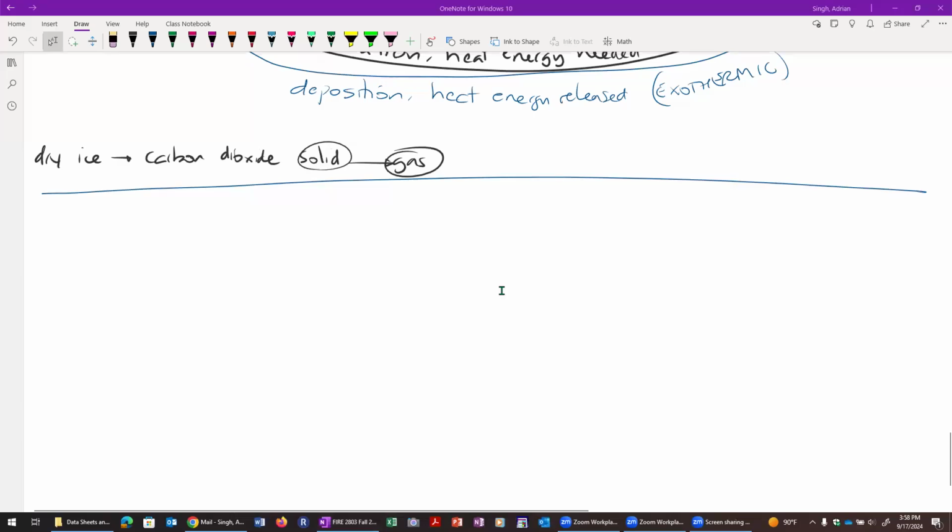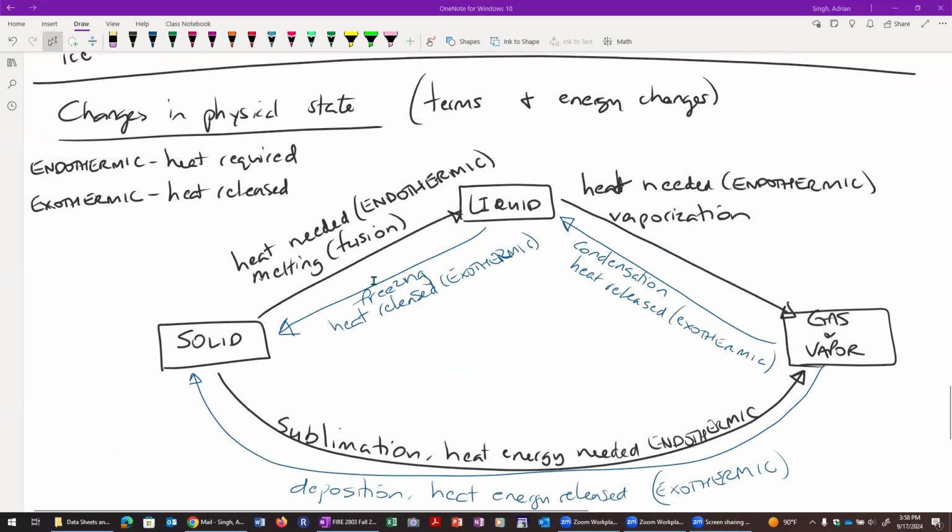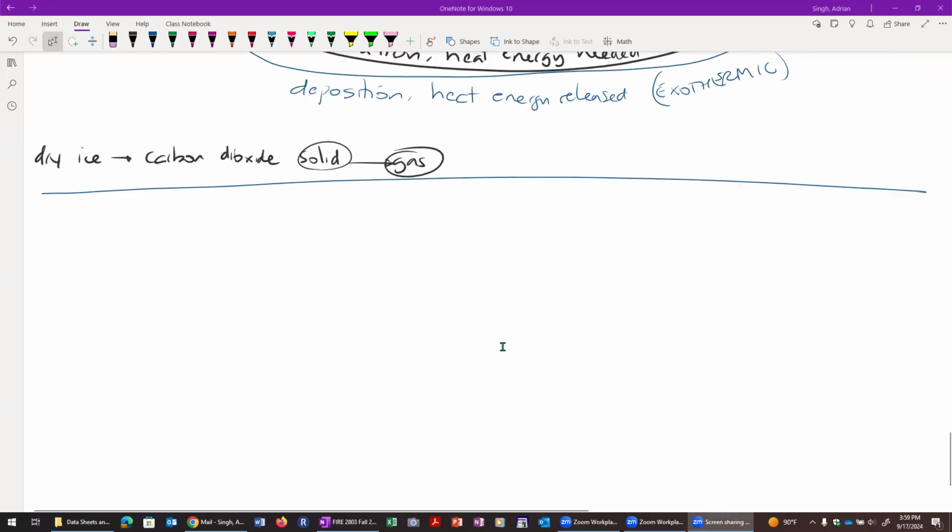All right, so far we've talked about, in our last video, solids, liquids, and gases, the different physical states, and also the changes going from one physical state to the next, the energy associated with those changes, exo versus endothermic, as well as the names that we use to refer to those changes that are occurring.